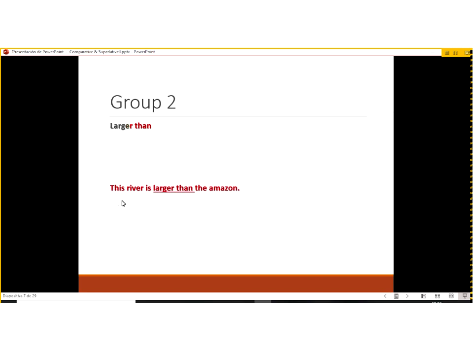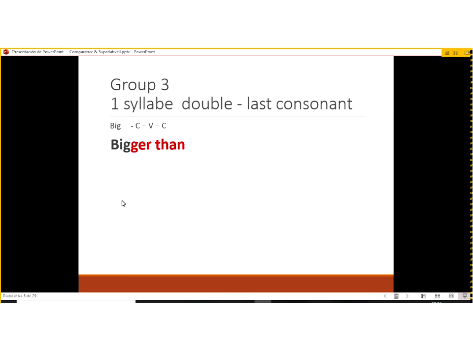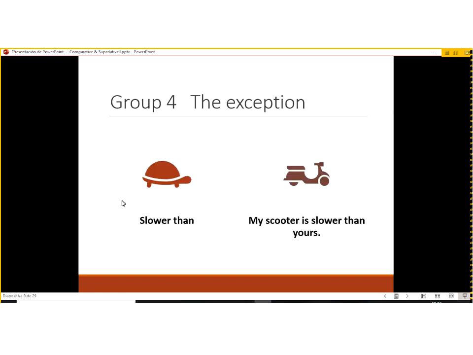Group number 2, words ending in silent E, like large. Then you have larger than. Example, this river is larger than the Amazon. Group number 3, one syllable and you double the last consonant because you have a consonant, vowel, consonant. Like in big, bigger than. Group 4, that's the exception. Do you remember there is always the exception for the rule? For example, slow, slower than.